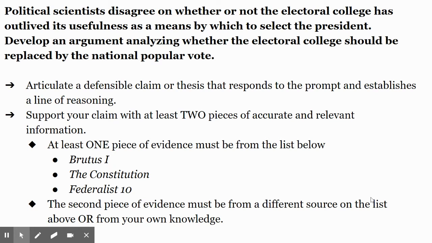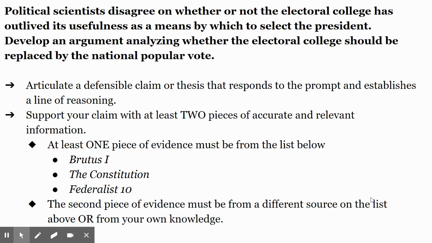Number 2, it says support your claim with at least 2 pieces of accurate and relevant information. At least one piece of evidence must come from the list below. Now notice, here are our foundational documents that we've talked about: Brutus 1, the Constitution, Federalist 10. So you've got to be able to know those documents well enough to be able to write about them. And that's why we're going to be practicing them a lot.